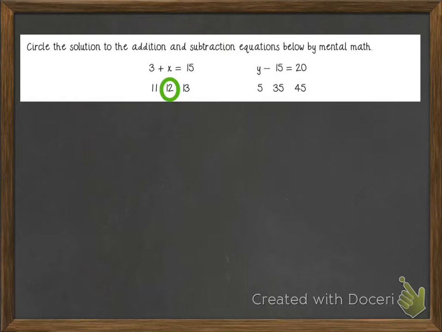And then the second one, y minus 15 equals 20. So what could we place there, subtract 15 from, and get 20? Just knowing, what is 20 more than 15? What is 15 more than 20 to give us that? By mental math, we could say that 35 minus 15 gives us 20.